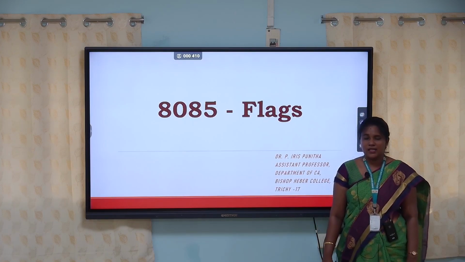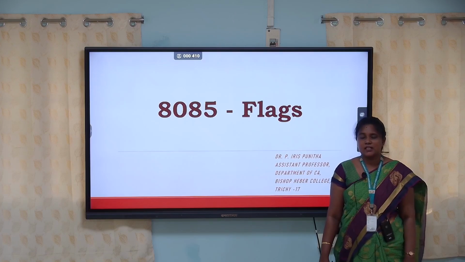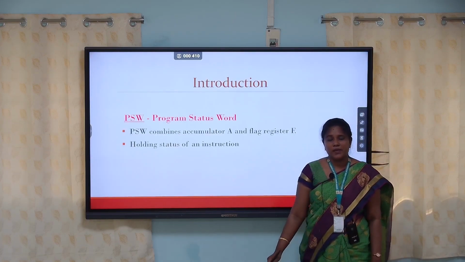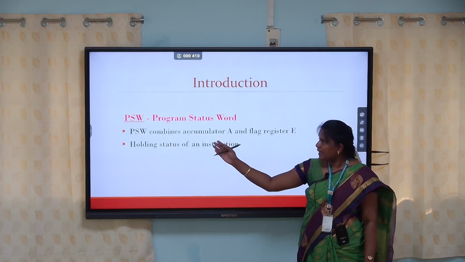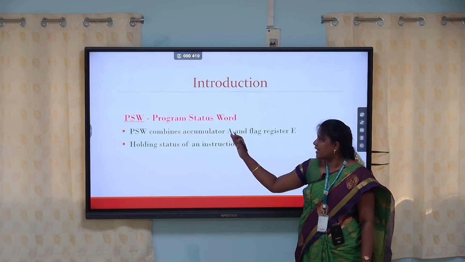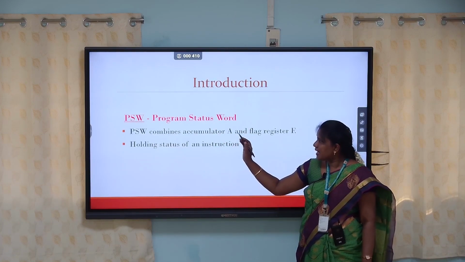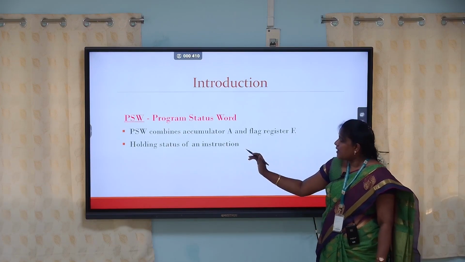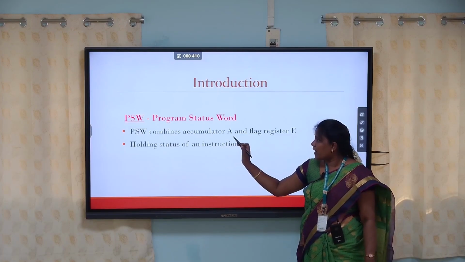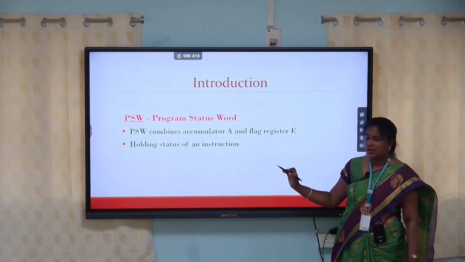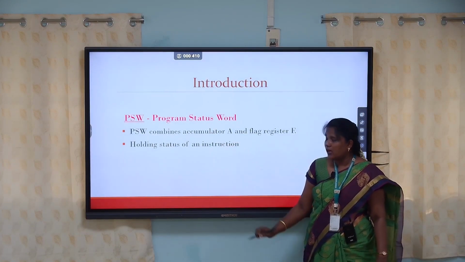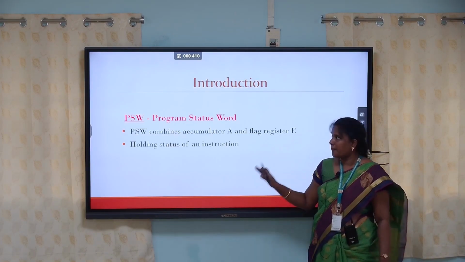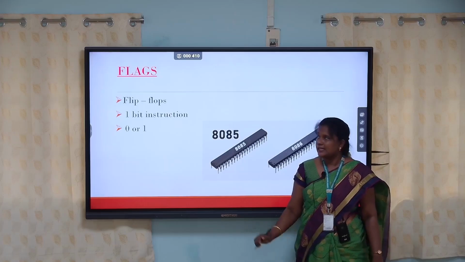Today we will learn about flags in 8085 microprocessor. Before getting into the topic, we should know what is PSW, that is Program Status Word. The program status word holds the status of an instruction, and it is the combination of the accumulator and the flag register. A represents the accumulator and F represents the flag register. So let's see the flags.